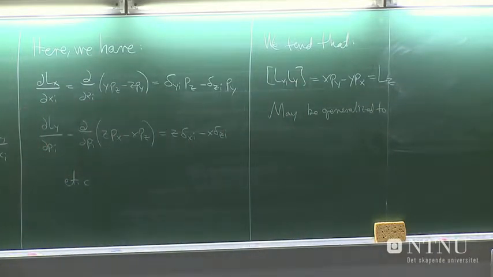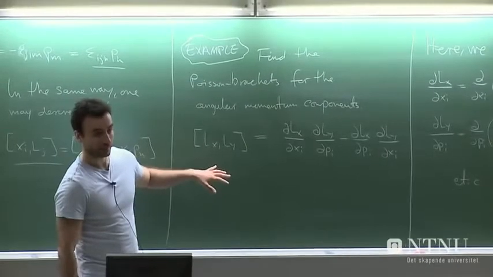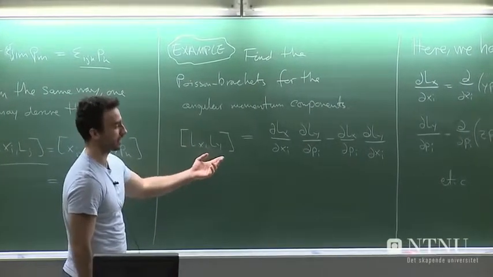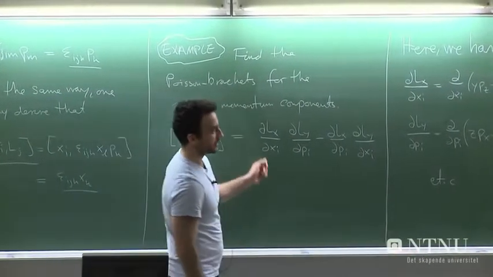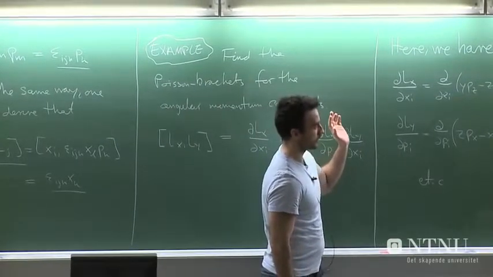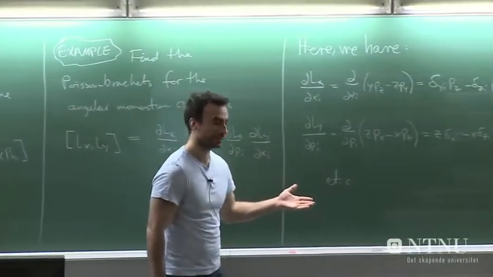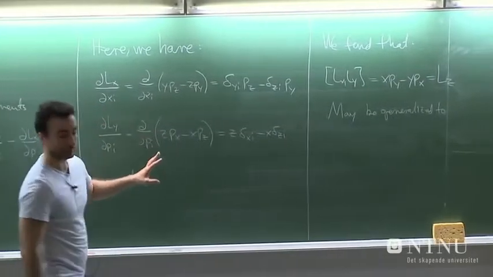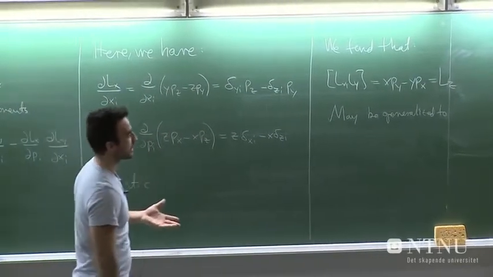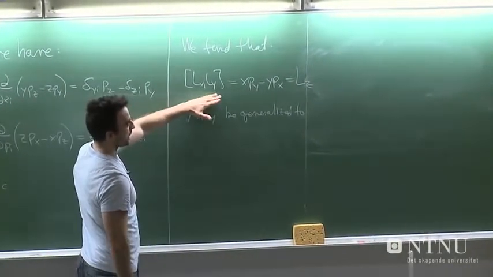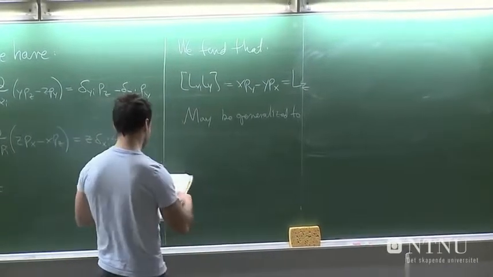Now, this was a specific case. We considered Lx and Ly. And I did this to demonstrate how you could proceed to solve the Poisson bracket, but we could have started out right away with general components, Li, Lj, and just performed the same type of considerations. We would have obtained a couple more Kronecker deltas perhaps, but the idea would be the same. So this result may be generalized to the following.